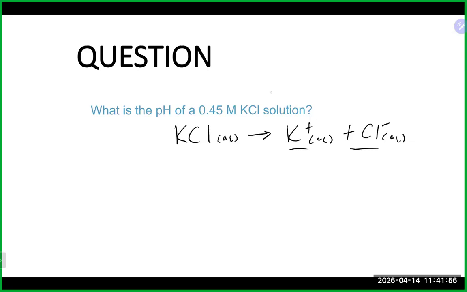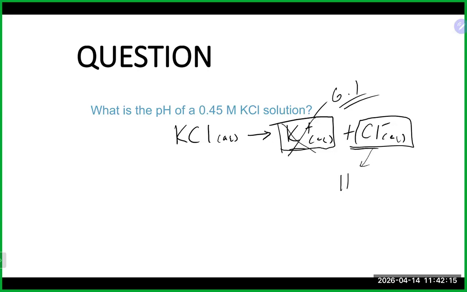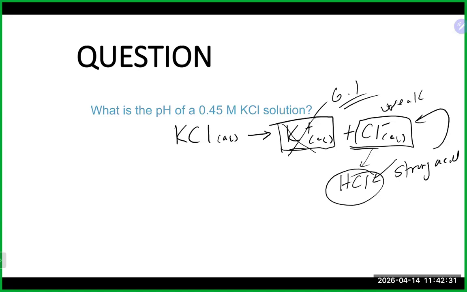In this particular case, K plus is group 1 on the periodic table, most likely came from something like potassium hydroxide, which means it's not going to go through hydrolysis. Again, it's really a neutral salt. Cl minus most likely came from hydrochloric acid, which is a strong acid, which means its partner there is going to be relatively weak. And that means it will not go through hydrolysis either.